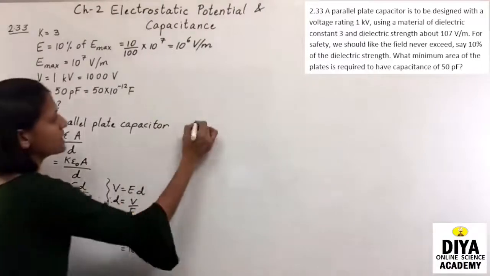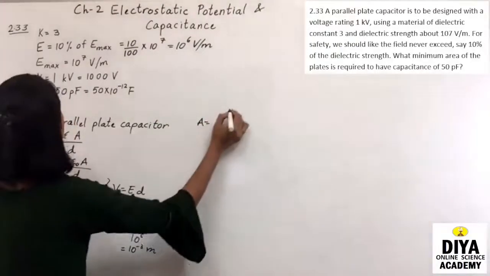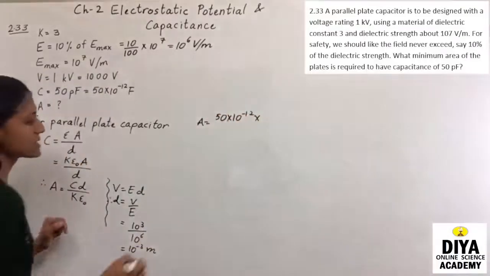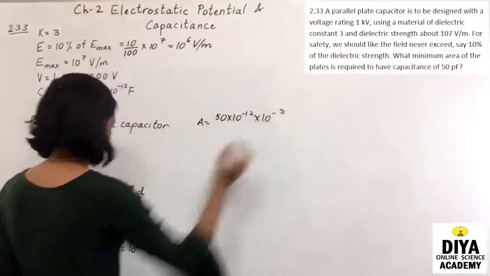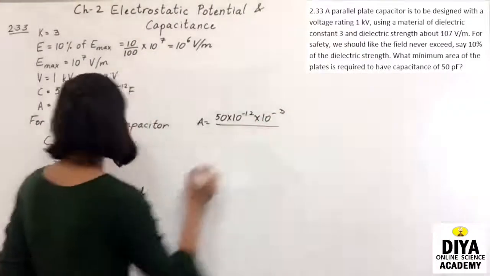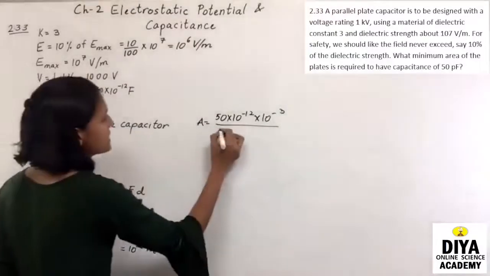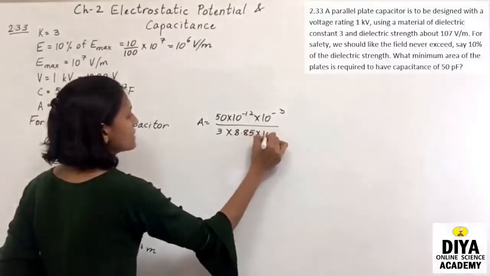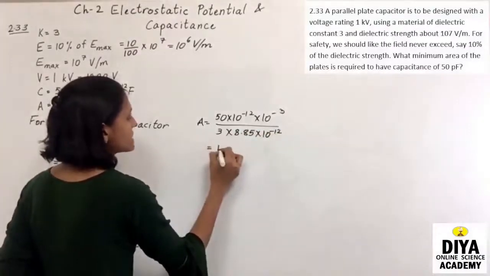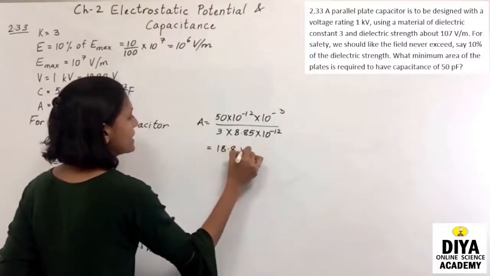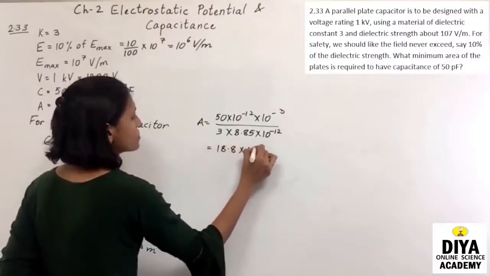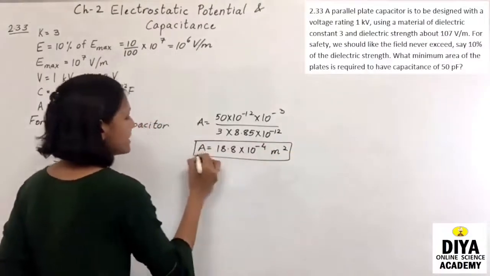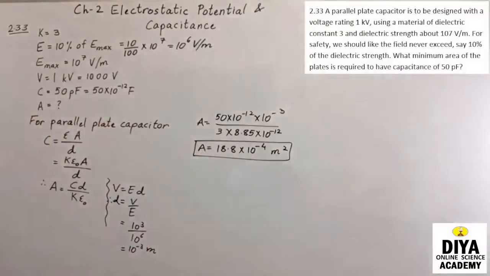Now substituting all the values, A equals C is 50 picofarad, 50 into 10 raised to minus 12, D has come as 10 raised to minus 3, divided by K is given as 3 and epsilon 0 is 8.85 into 10 raised to minus 12. So A comes as 18.8 into 10 raised to minus 4 meter square. So this is the area required for the capacitor's plate.